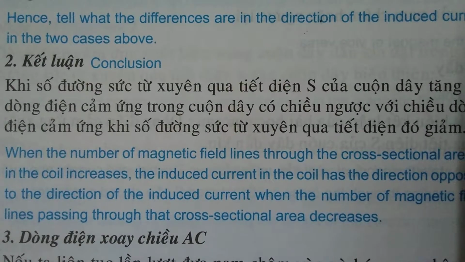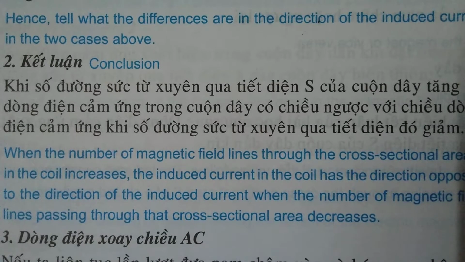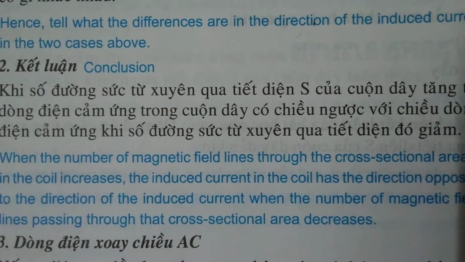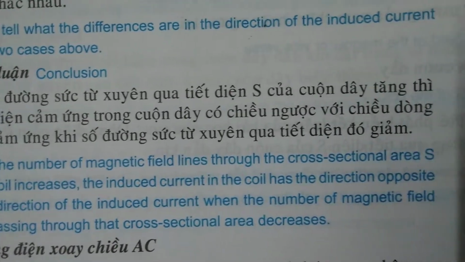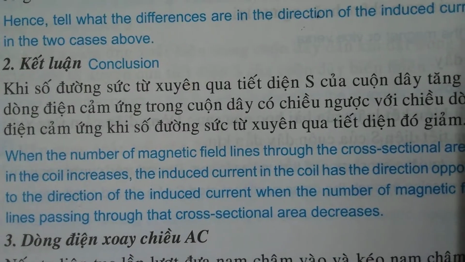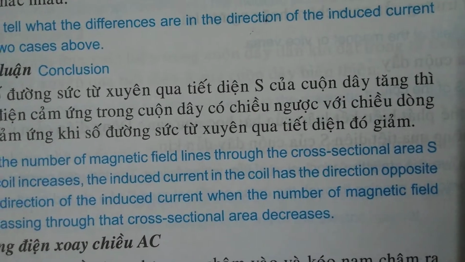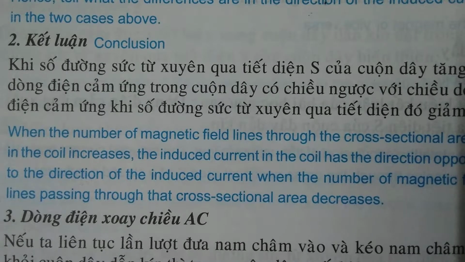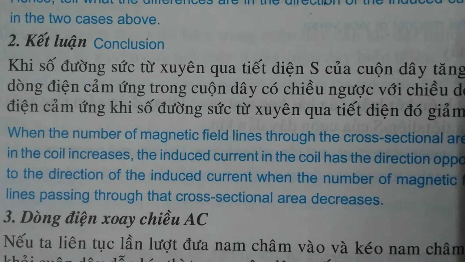Conclusion. When the number of magnetic field lines through the cross-sectional area S in the coil increases, the induced current in the coil has the direction opposite to the direction of the induced current when the number of magnetic field lines passing through that cross-sectional area decreases.